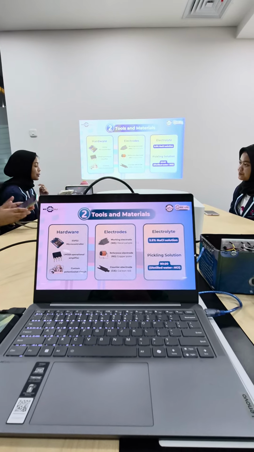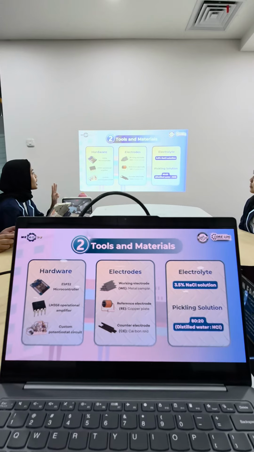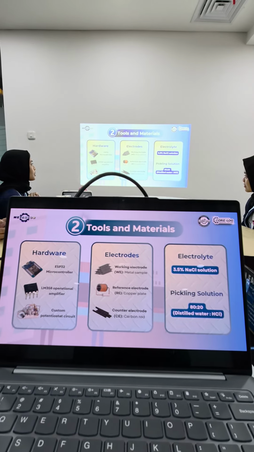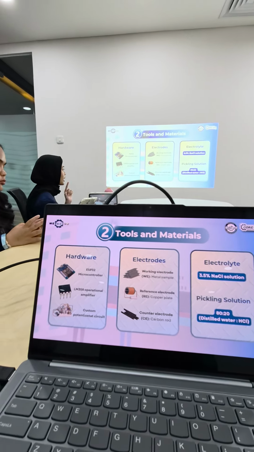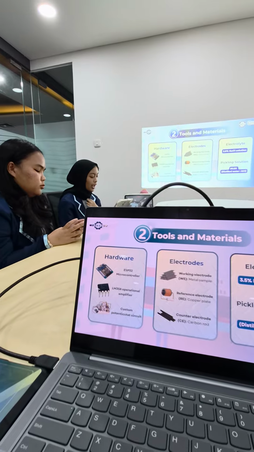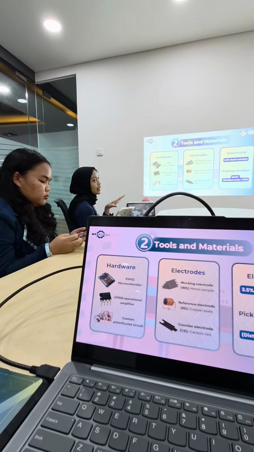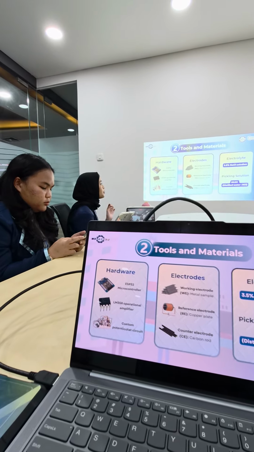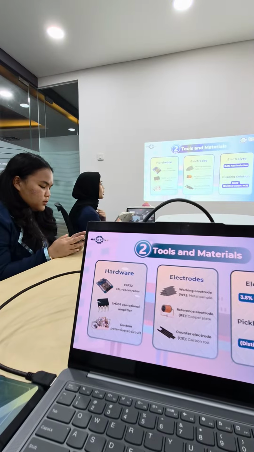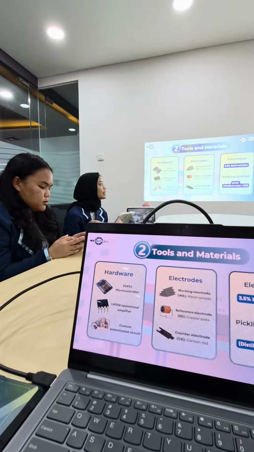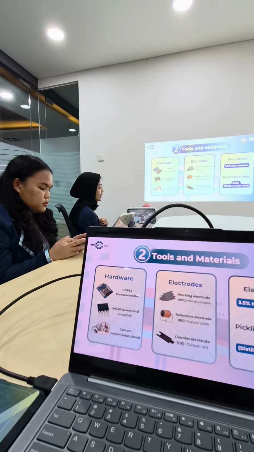And for the electrochemical cell, we use 3 electrodes: the metal sample being tested as the working electrode, a copper plate as the reference electrode, and a carbon rod as the counter electrode. And for the electrolyte, to simulate the corrosive environment, we use a 3.5% sodium chloride solution, and also a pickling solution consisting of 80-20 distilled water and hydrochloric acid.